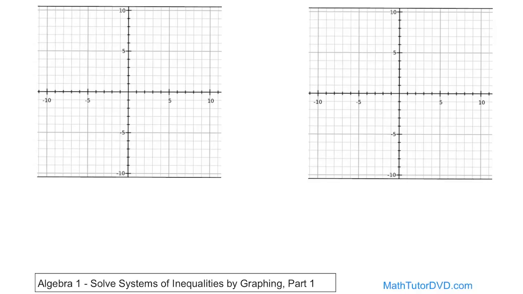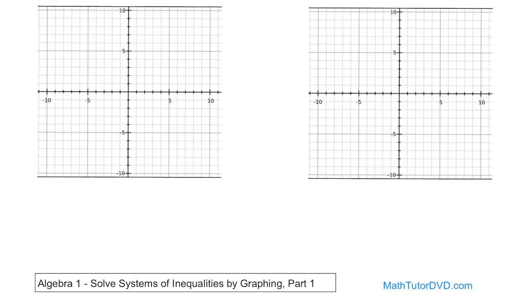We're going to solve what we call systems of inequalities by graphing. If you have not watched the last 3 sections on graphing inequalities in 2 dimensions, make sure you've done that, because we're just going to be doing a little bit more of that in this section. Here, instead of graphing a single inequality, we're going to be solving a system of inequalities.